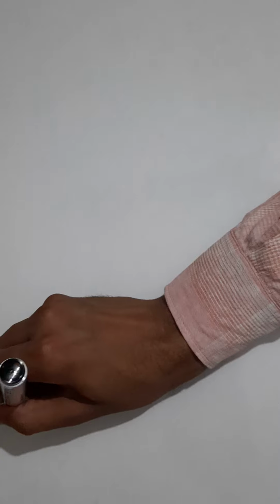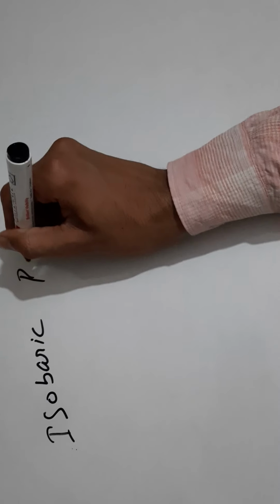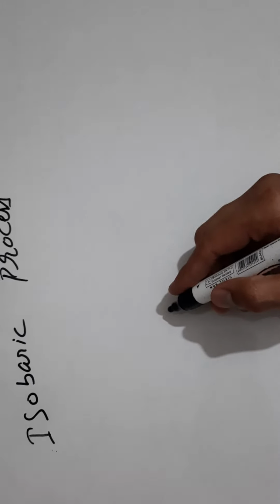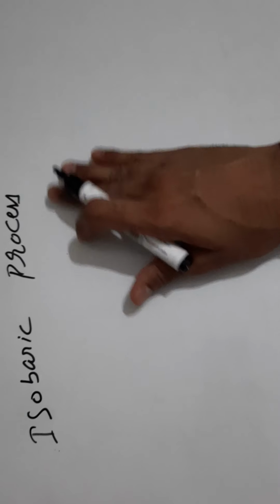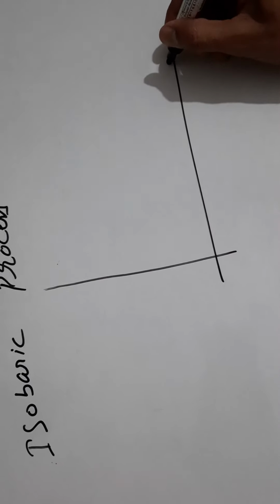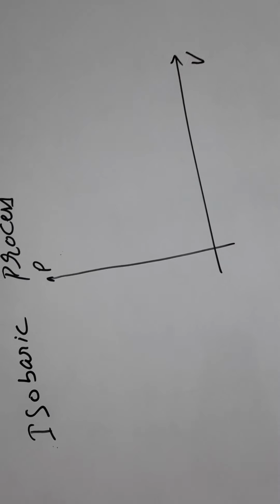Today I am going to discuss the isobaric process. So what is the isobaric process? This is what the isobaric process is. Let's have a look at how to show the isobaric process in an indicator diagram. So this is the indicator diagram of the isobaric process, with P and V.